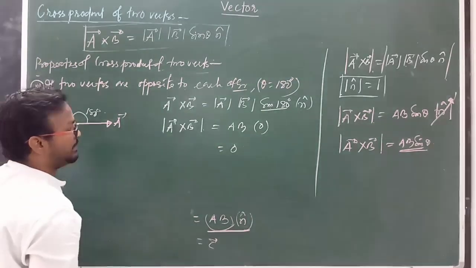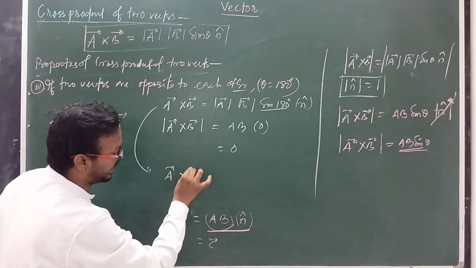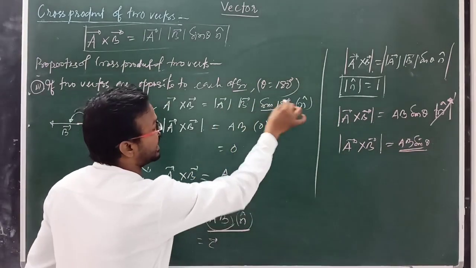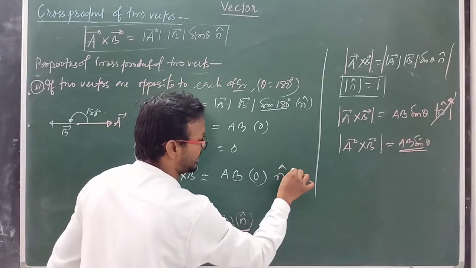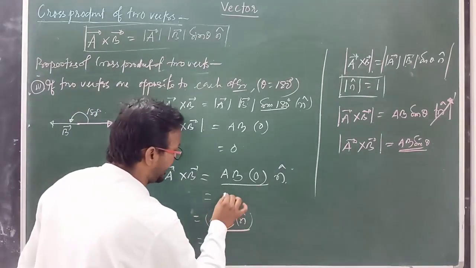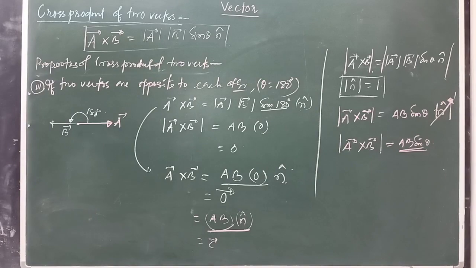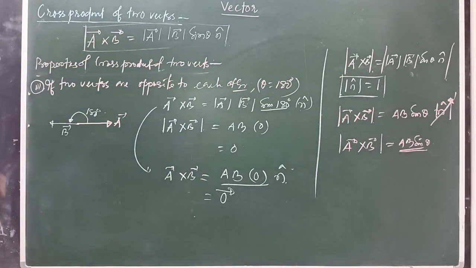Clear? If you want to write the vector form, then A cross B vector equals AB sine 0, and sine 0 is equal to 0, but there is direction n cap: magnitude 0 but direction n cap. You can write that as 0 vector, which means this is also a null vector. Clear? So these are the properties of the cross product of two vectors.